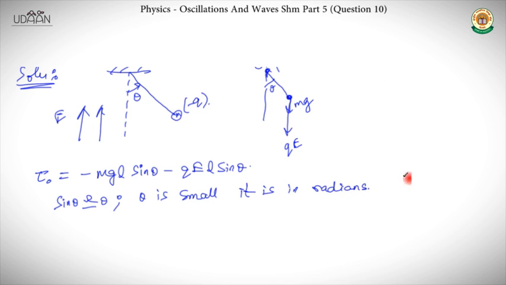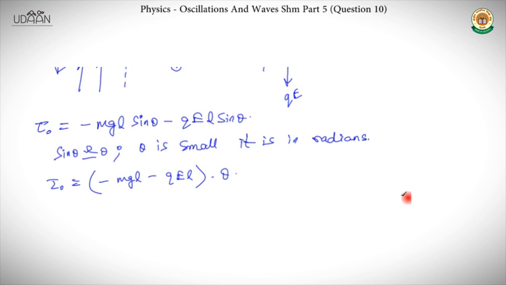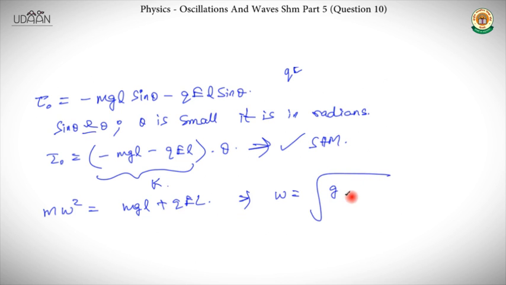So what do we get now? Minus mgl minus qEl into theta. What we can observe is that the restoring torque acting on the particle is directly proportional to the angular displacement. This means that the body is in SHM. And this is the K. So what we can do is m l squared omega squared is equal to mgl plus qEl. So we get omega as under root of g plus qE by m, divided by l. So this is the omega.